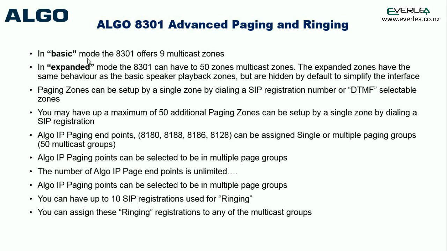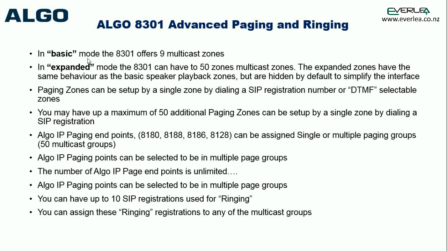You can have a single SIP registration, and then basically the 8301 will answer and look for the post digit tones to tell it what zone to page. Okay, and or you can have individual SIP registrations for each zone if you so wish. Horses for courses, various reasons for doing one way or the other.